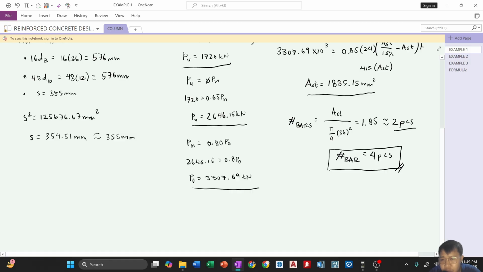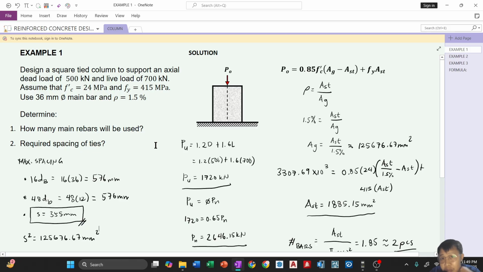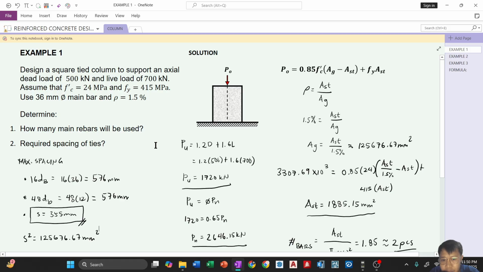Okay? Then take note, if we're choosing for the maximum spacing of the ties, we use the least among the three. So, ang mag-govern dito na spacing natin, or the maximum spacing ng ties, ay yung 355 mm. So, we can now actually box this as our final answer. So, yung maximum lang yung na-solve natin. Wala kasing sinabi dito na walang given na VU. And we can actually solve for the VS, parang yung beam lang din, actually. Okay, so this is the solution for example number 1.